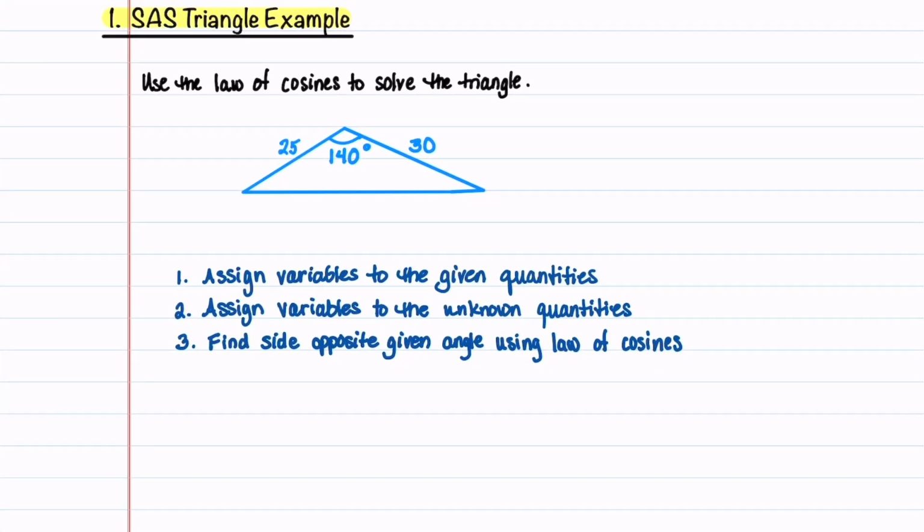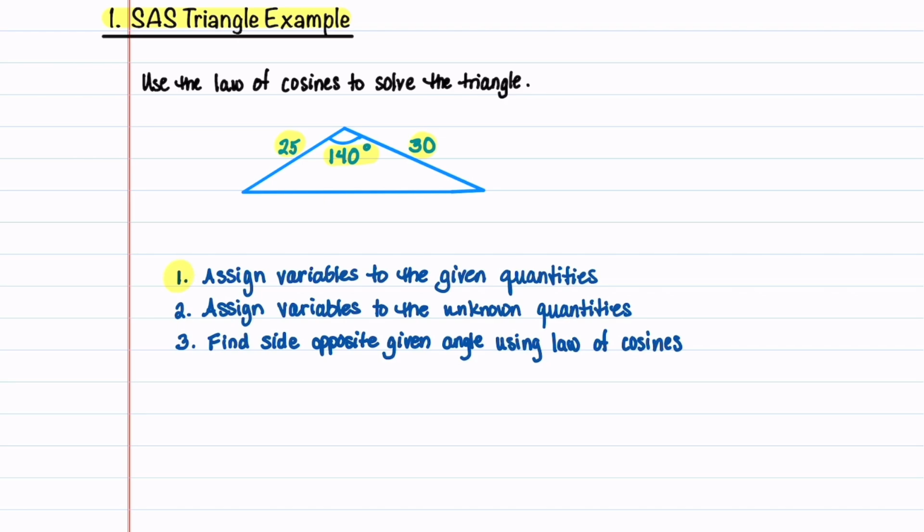In this video, I'm going to walk you through an example of using the law of cosines to solve a side-angle-side triangle. One side of our triangle is equal to 25, the other is equal to 30, and the angle between the two sides is equal to 140 degrees. To solve the triangle, we need to find the missing side and the two missing angles. I've outlined 5 steps that we can follow to find these quantities.